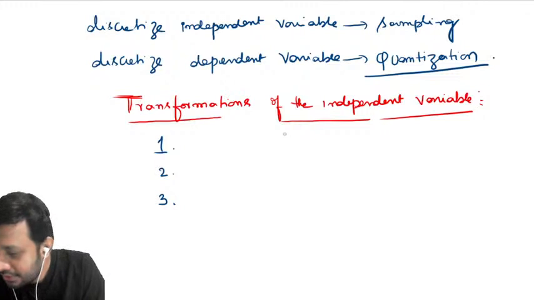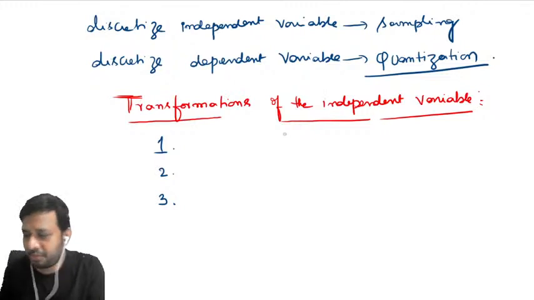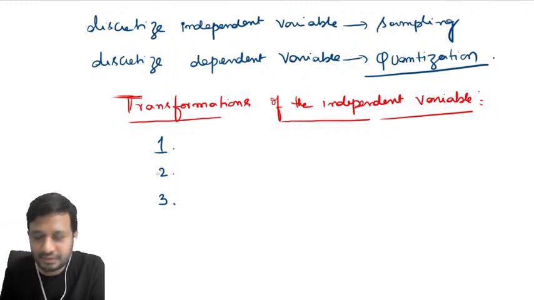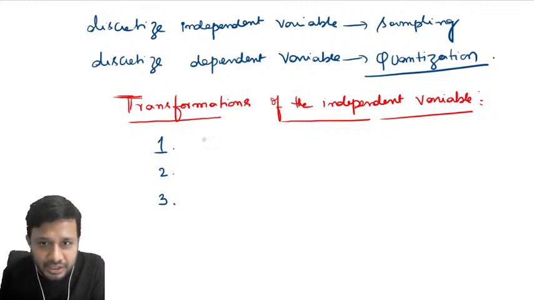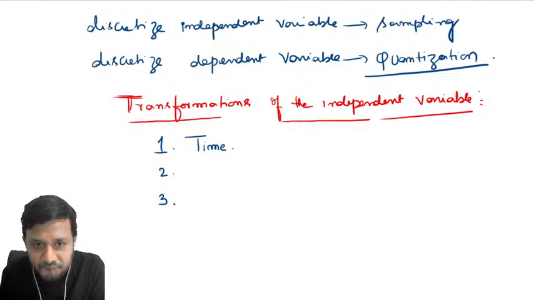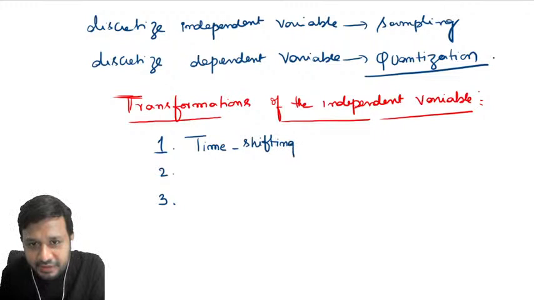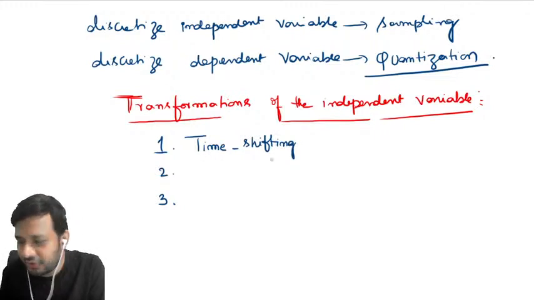Today I'll take 5 more minutes and leave you, as this is a first class. I don't want to trouble you much. So there are three transformations of the independent variable. First one is time shifting. Time shifting operation: the independent variable is time, followed by the operation you can shift.